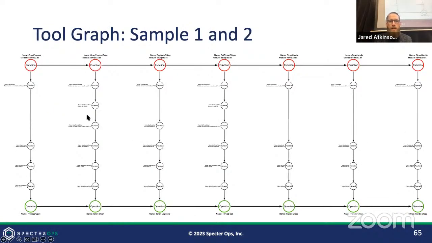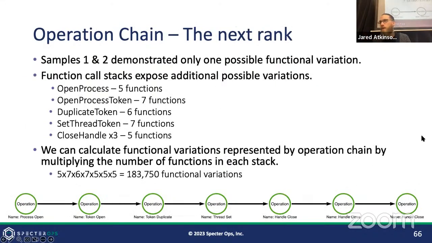In this tool graph, notice that there are 5 functions for OpenProcess. We have to choose one function from each of these columns if we are building a tool. There are 7 functions here, 6 functions here, 7 functions, 5 functions, 5 functions, 5 functions. The number of variations is simple multiplication: 5 times 7 times 6 times 7 times 5 times 5 times 5, and you end up with 183,750. But this one operation chain describes all 183,750 different variations. So it's a way for us to summarize or abstract away the complexity.